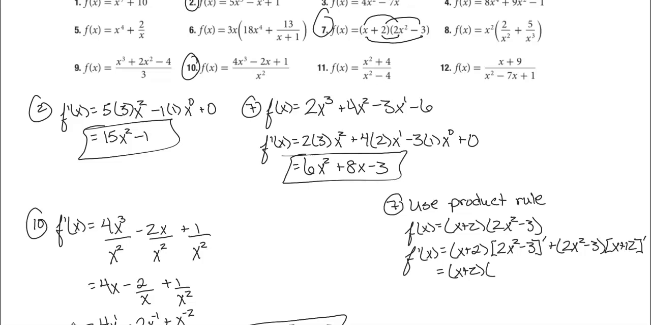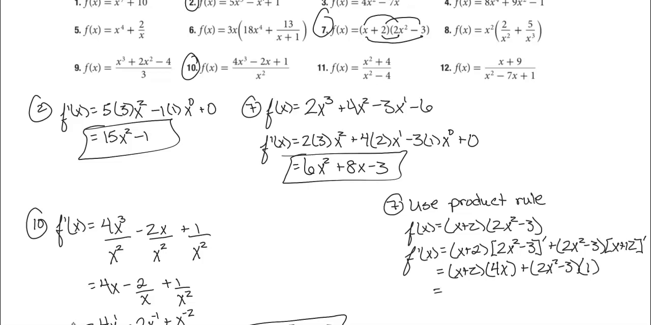So the derivative of 2x squared minus 3. If I bring that exponent down, I'm going to have a 4, and this is going to be x to the first. And the derivative of minus 3 is 0. First times derivative of the second plus the second times derivative of the first. And the derivative of x plus 2. The derivative of x is going to be 1. Remember, we'd have a 1, we'd bring that exponent down, and then we would subtract 1 from the exponent. And the derivative of 2 is 0.